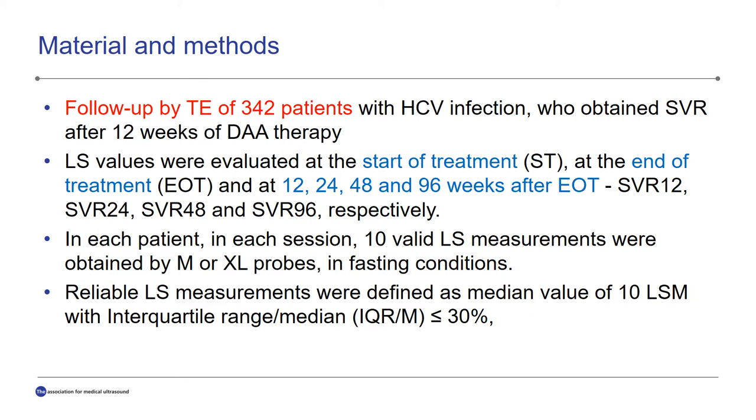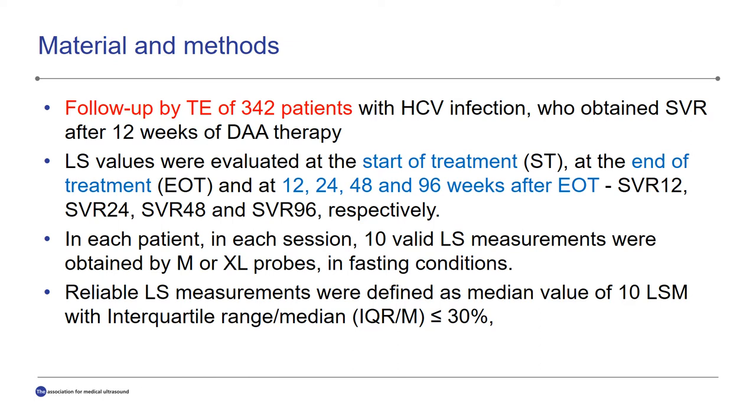Our cohort consists of 342 patients with HCV infection, in whom we have transient elastography evaluation before the treatment and after the treatment. For this cohort, we have evaluation before and 12 weeks after the end of the treatment. Then we have a transient elastography evaluation at the start of the treatment, at the end of the treatment, and for a cohort 12 weeks after the treatment, so-called SVR12, then SVR24, SVR48, and SVR96, so quite a year of follow-up of a part of the patients.